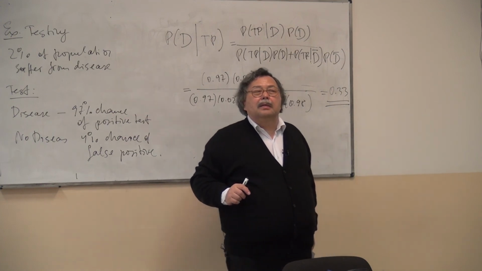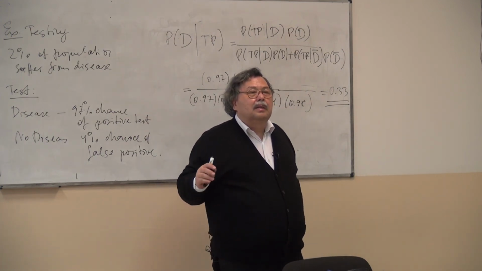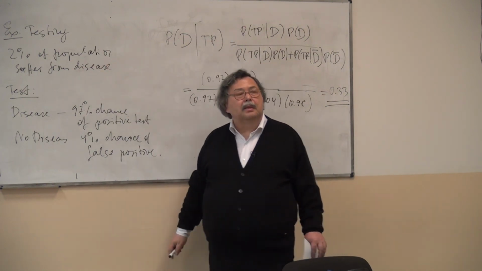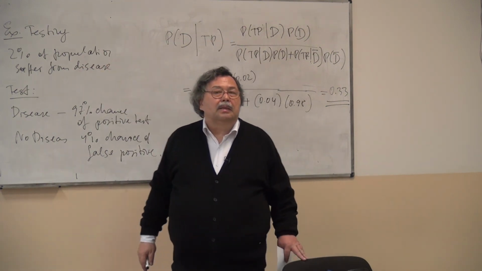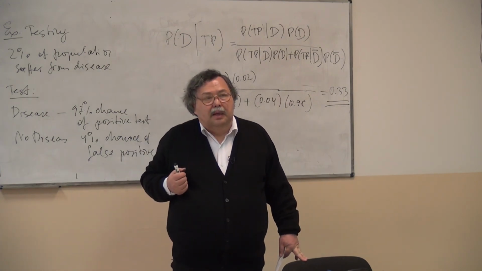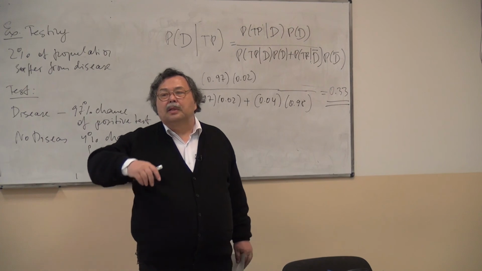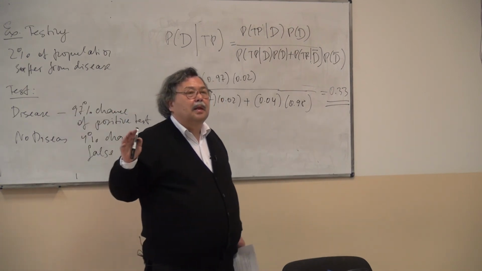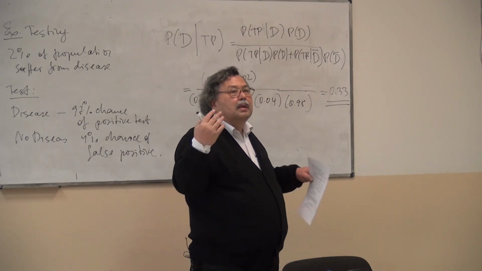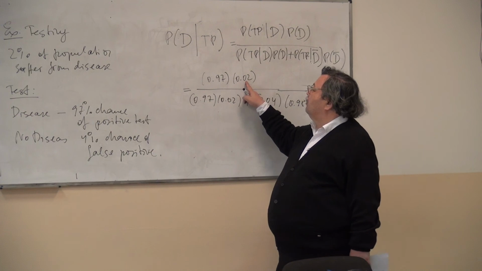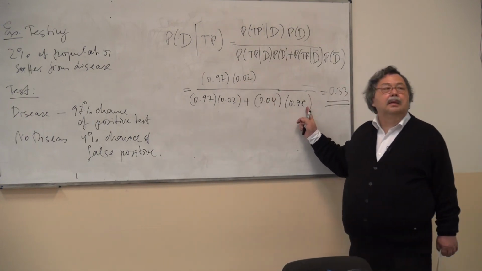Is it really justified? Is it a good idea to substitute this for the probability that the person who takes the test has the disease? Well, it depends, actually. If you choose a person at random, one person from this entire population, then of course you substitute this number here and this number here.